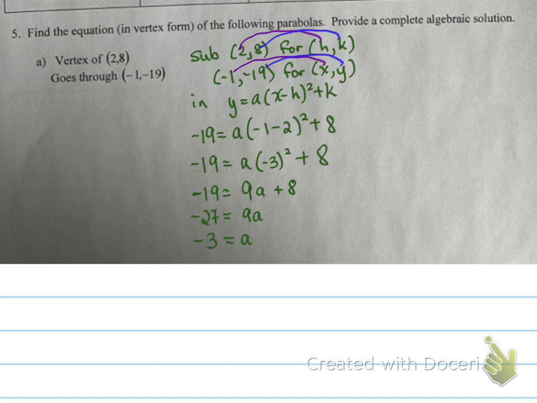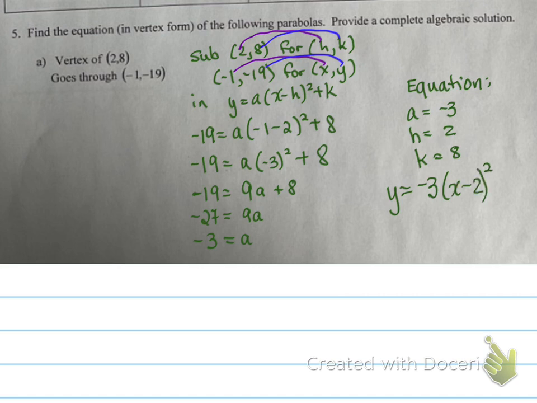So our equation is going to be y equals, with a equals -3, h equals 2, k equals 8. So my equation is y equals -3 times (x minus 2) squared plus 8. What we need is the values for a, h, and k. We leave the x and the y the way they are. So this is our equation that we found using algebra.